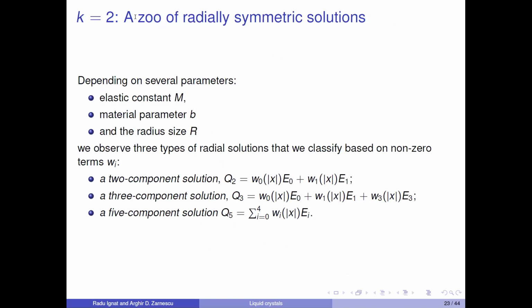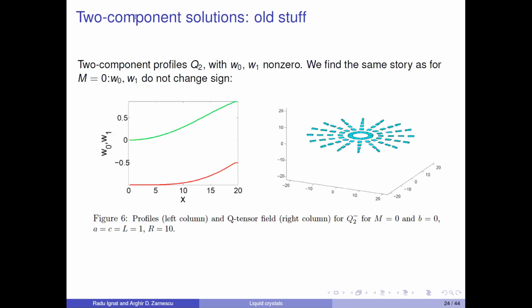Well, it depends on this additional elastic constant m, that is L2 plus L3, and then B again and the radius size. And then you can have 2-component solutions, 3-component solutions as before, or you can have genuine 5-component solutions. And you have things as before, namely components which don't change sign and are monotone. You can draw them.